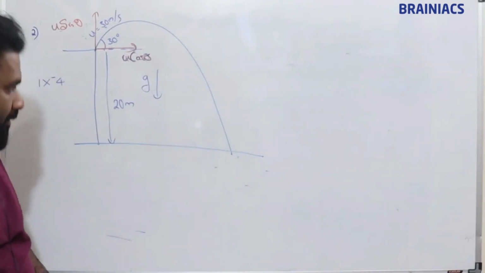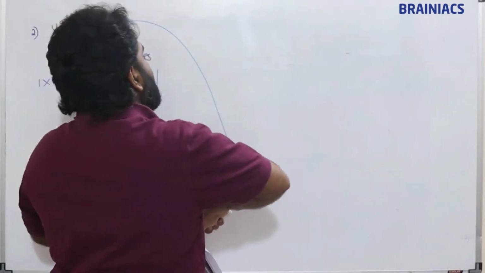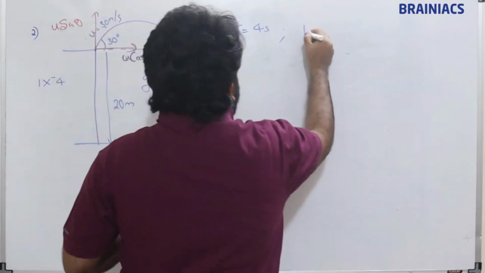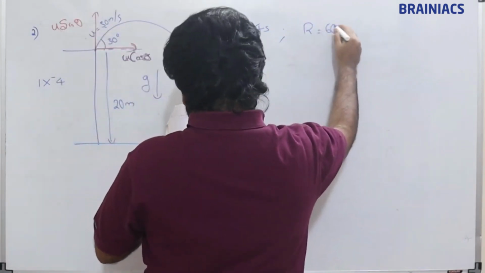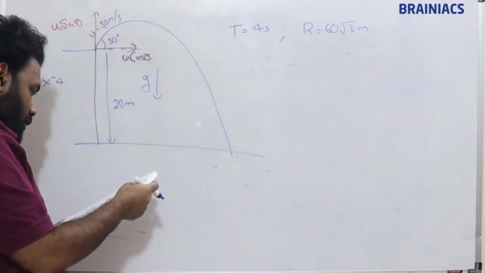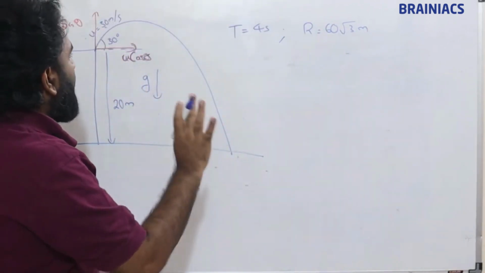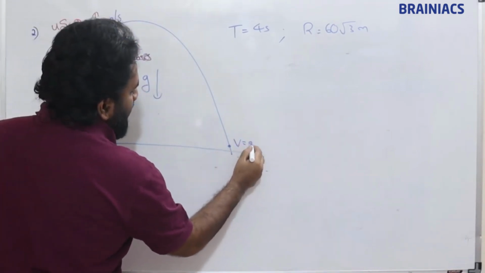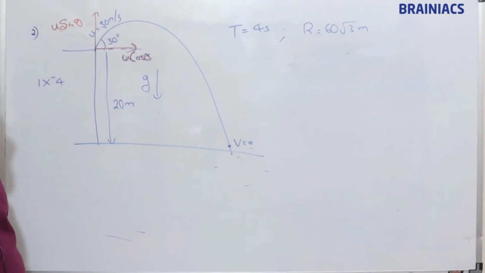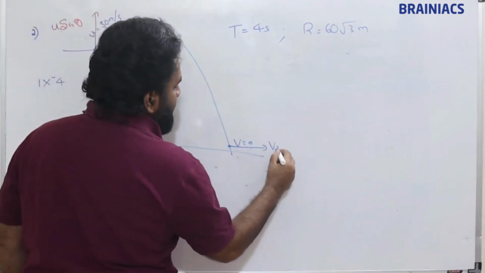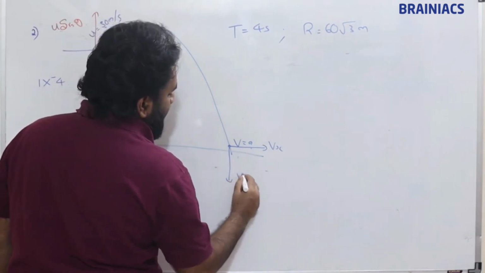Okay, so time taken T is equal to 4 seconds and range is how much? 60 root 3 meters. This is the range we have calculated. Now what is the velocity before hitting the ground, if that question is asked? So for that we need to find Vx and we need to find Vy.